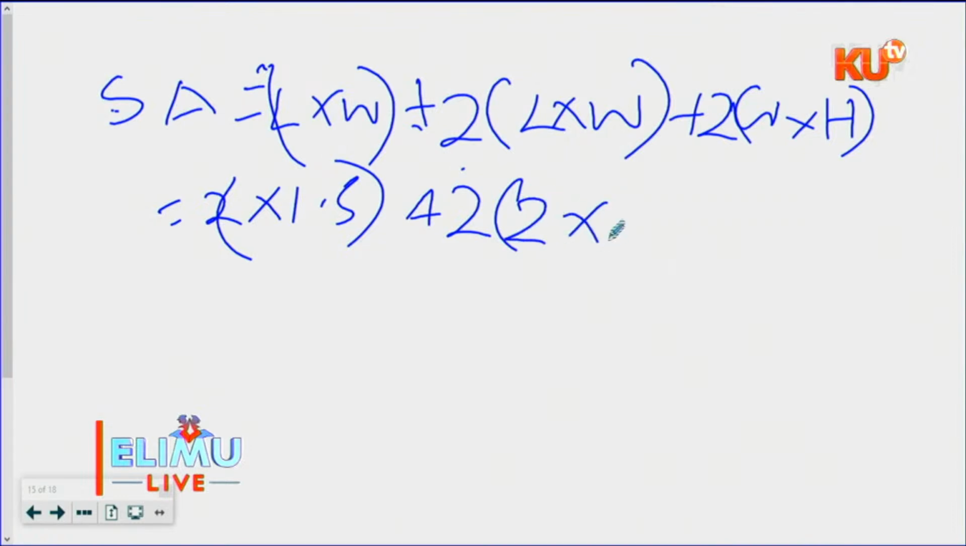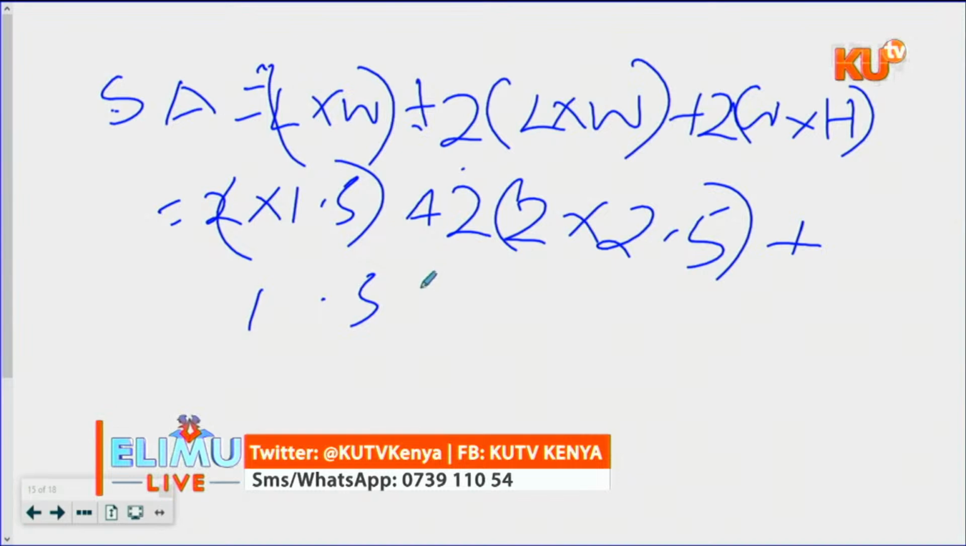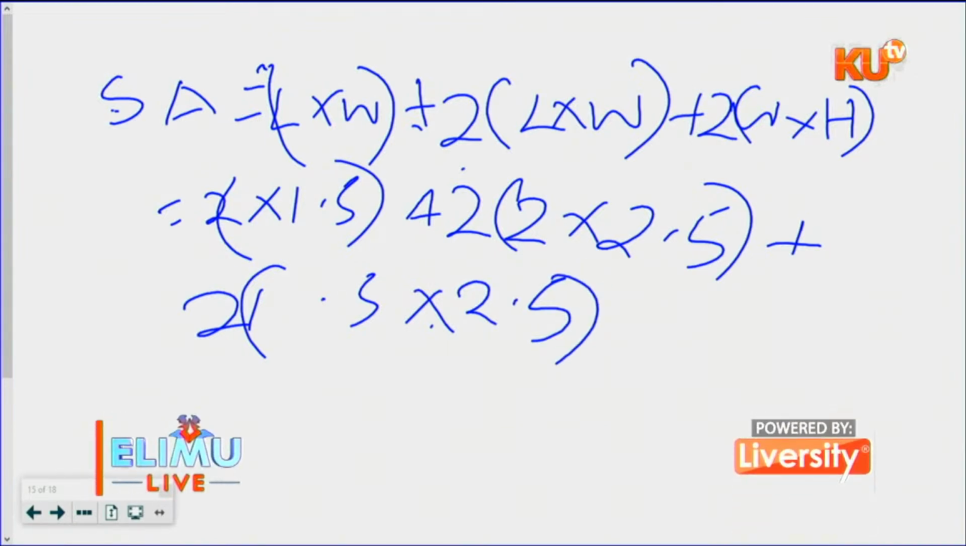2 times 2.5, close the bracket, plus the third part, width times height. So our width is 1.5, plus we have 2 into width times height, 1.5 times our height, which is 2.5. That's all about those shapes.